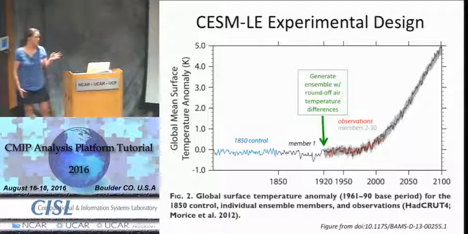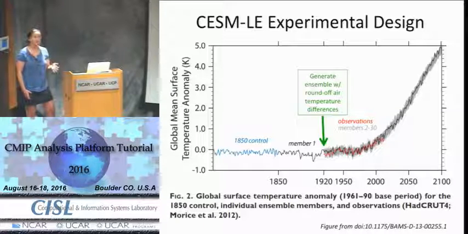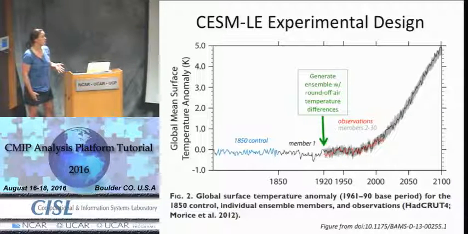We went forward to 1920, and 1920 is where we decided to start the large ensemble. So that's where we now have 42 members starting. They all start with slightly different initial conditions from that point.